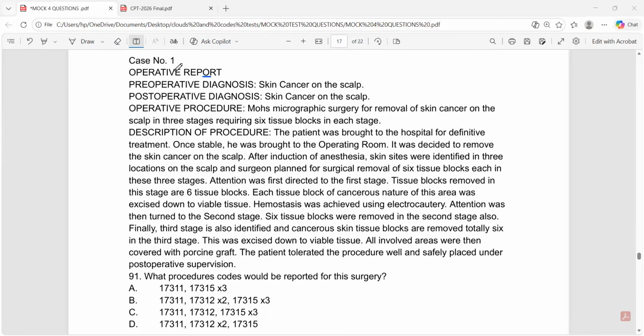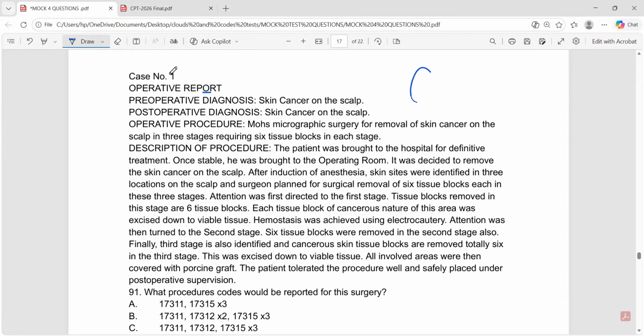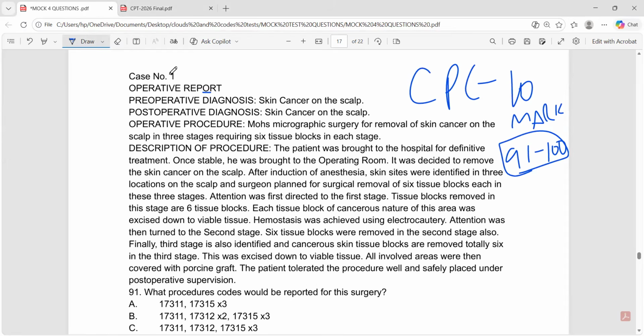Everyone. Okay, today I'm going to explain the case studies. We know, right? For the CPC exam, Certified Professional Coder exam, case studies are for 10 marks. You'll get case studies from 91 to 100, total 10 marks. Okay, the case studies are very long. How to do the case studies?